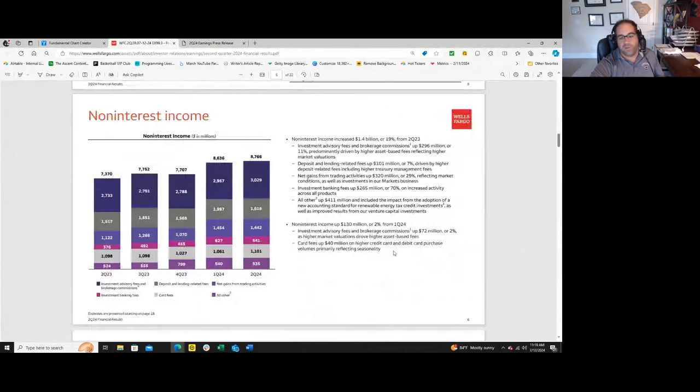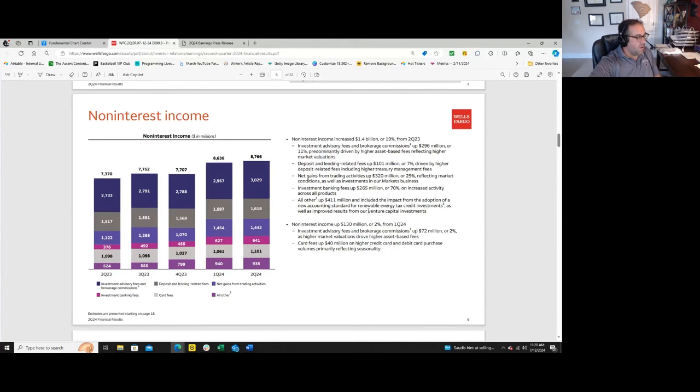So looking at some other things, one strong point was non-interest income. Wells Fargo's fee-related products are doing really well. You can see investment advisory fees were up 11% year over year. Deposit and loan fees were up 7% year over year.